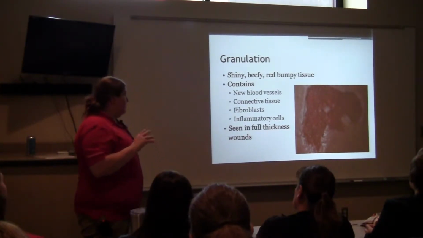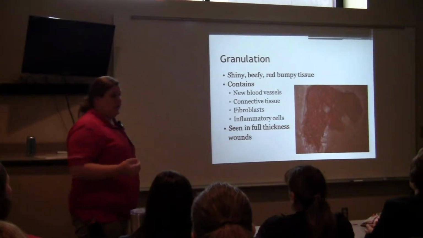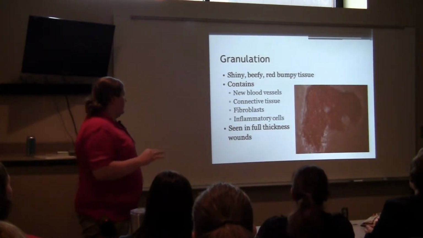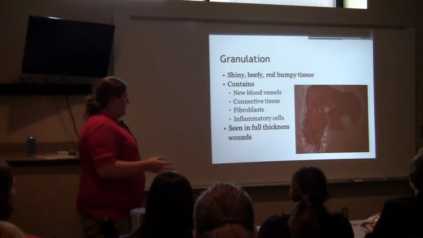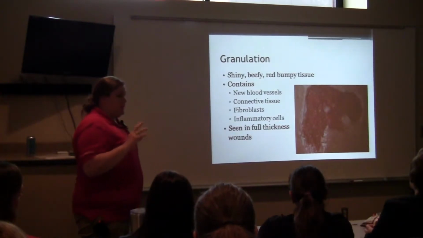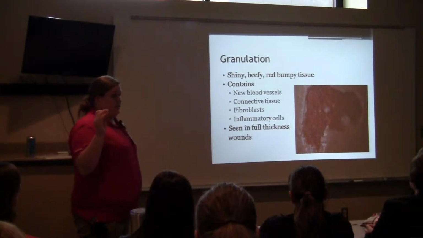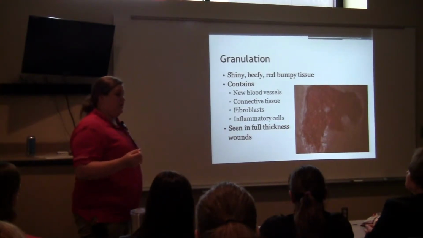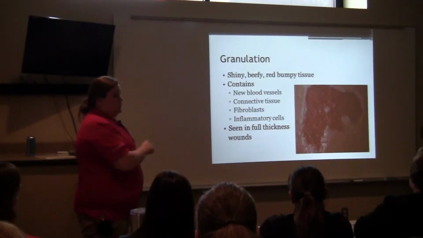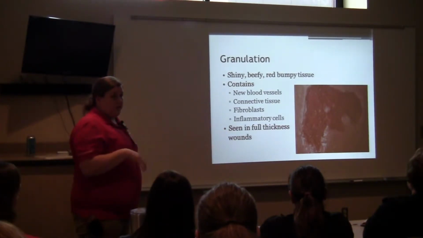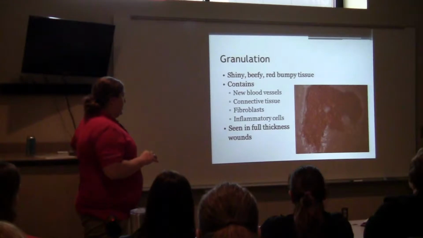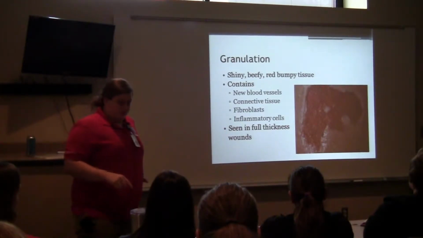This tissue is also fragile. It can bleed really easy because it's a lot of new blood vessels, connective tissue, fibroblasts, inflammatory cells, all of that. We want to make sure that if we're using something like Dakins, or something that is used as a chemical debrider, that we discontinue it once we see the granulation, because that will also kill the granulation and stop the wound healing. So if we have granulation, you need to quit using any chemical debrider on it.